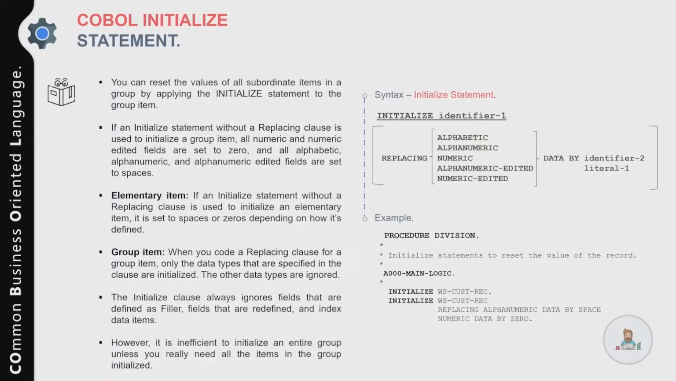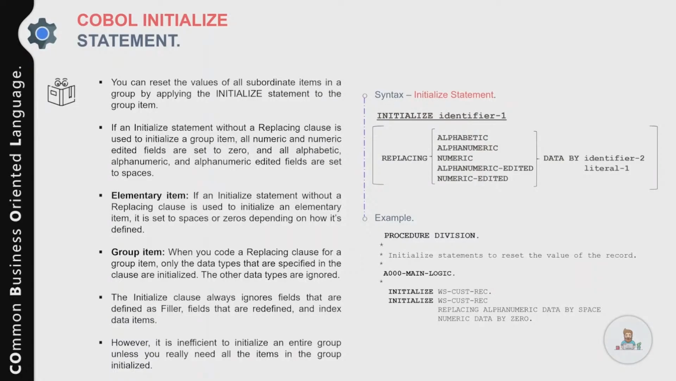Now let's discuss an example so that you can understand how exactly you can use the initialize statement in your COBOL program. In the following example, we have the procedure division. After that, we have a brief description about the paragraph. And in paragraph A000-main-logic, I've used the initialize statement twice to initialize a group variable, ws-cust-record. This is a group variable defined in the working storage section, and it includes different elementary items, for example customer name, customer address, customer salary, and a couple of other details.